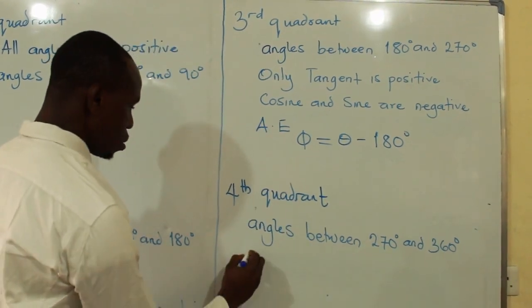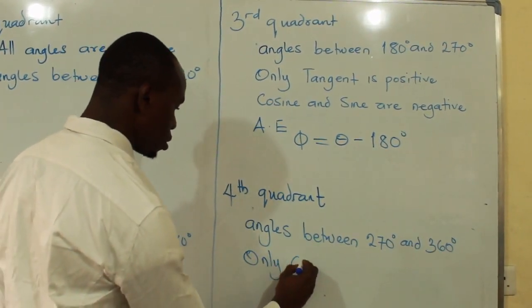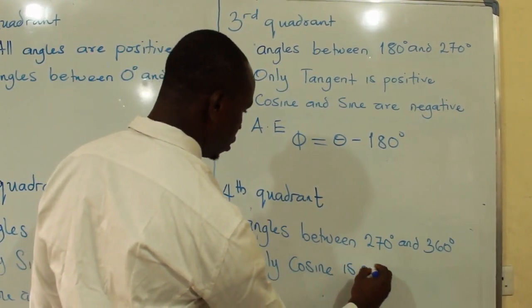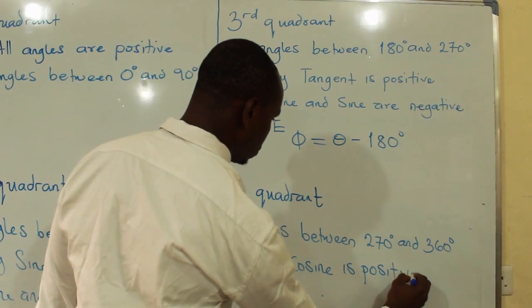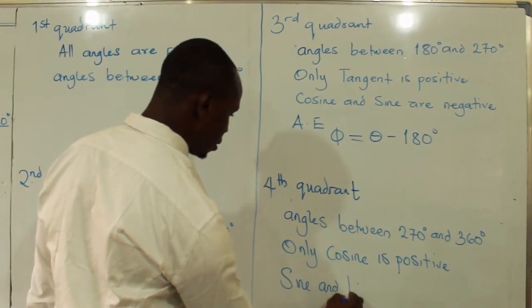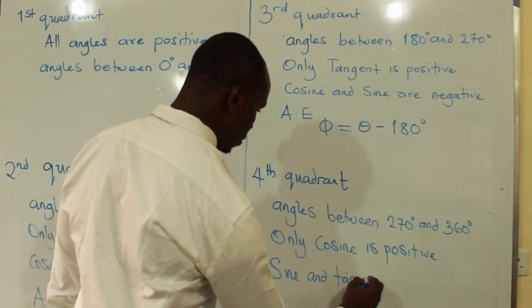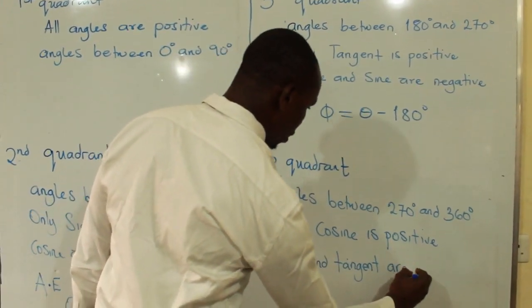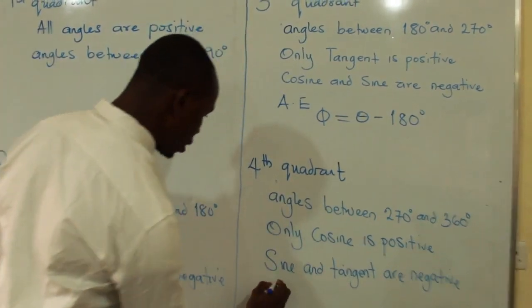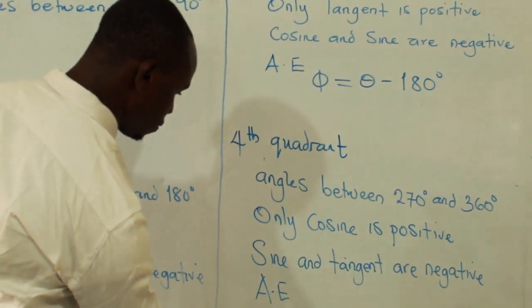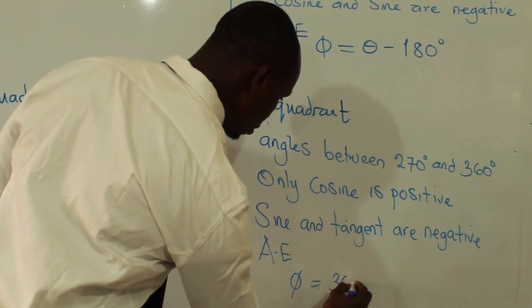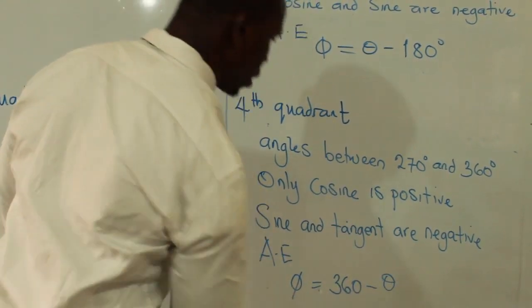In this quadrant, only cosine is positive, sine and tangent are negative, and the acute equivalence phi is given as 360 minus theta.